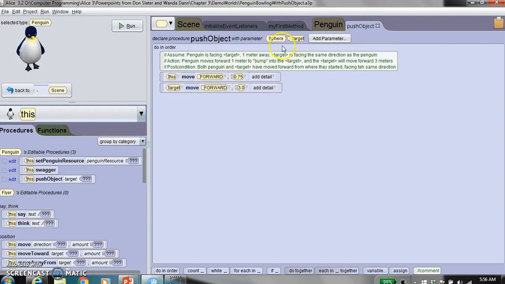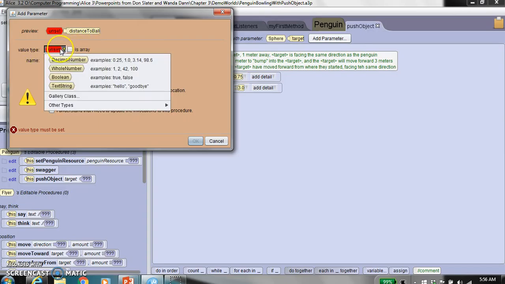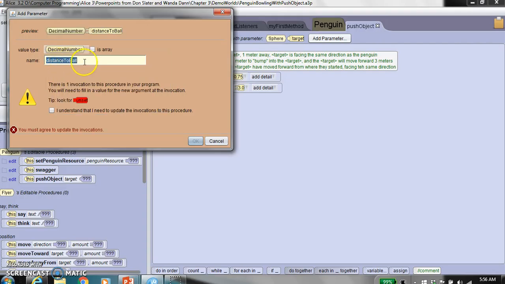Okay, so you can see they've already done it here. Let me just go through the steps of adding a parameter. So we're going to add a parameter. I'm going to pretend it's going to be a number. Okay, so I'm going to say distance. It would be nice if I could spell distance to ball. And you'll notice the parameter starting with a lowercase letter. All right, well, you guys know that a distance is a number, right? So I'm going to go up here and I'm going to pick it's a decimal number.